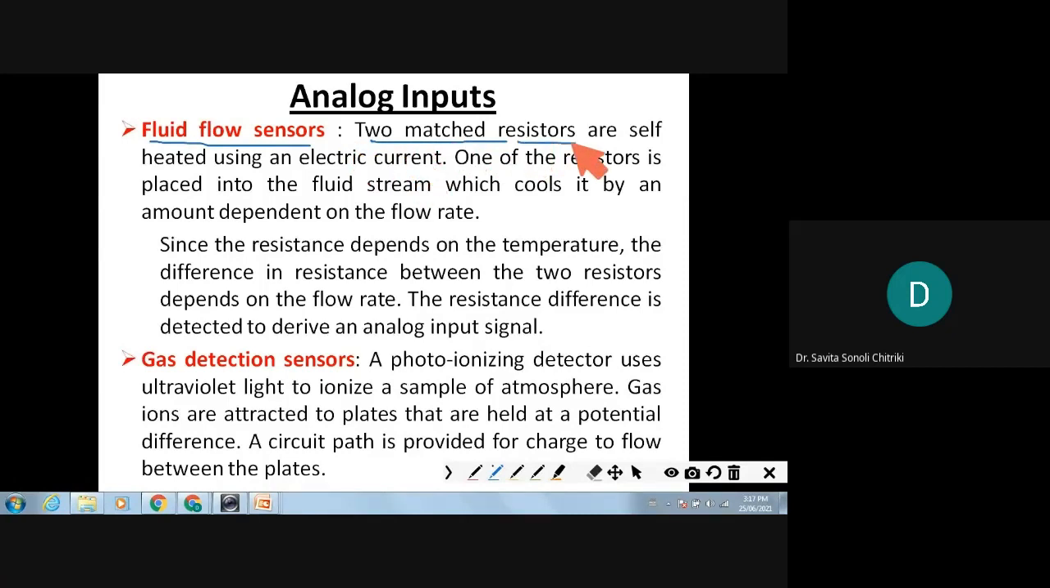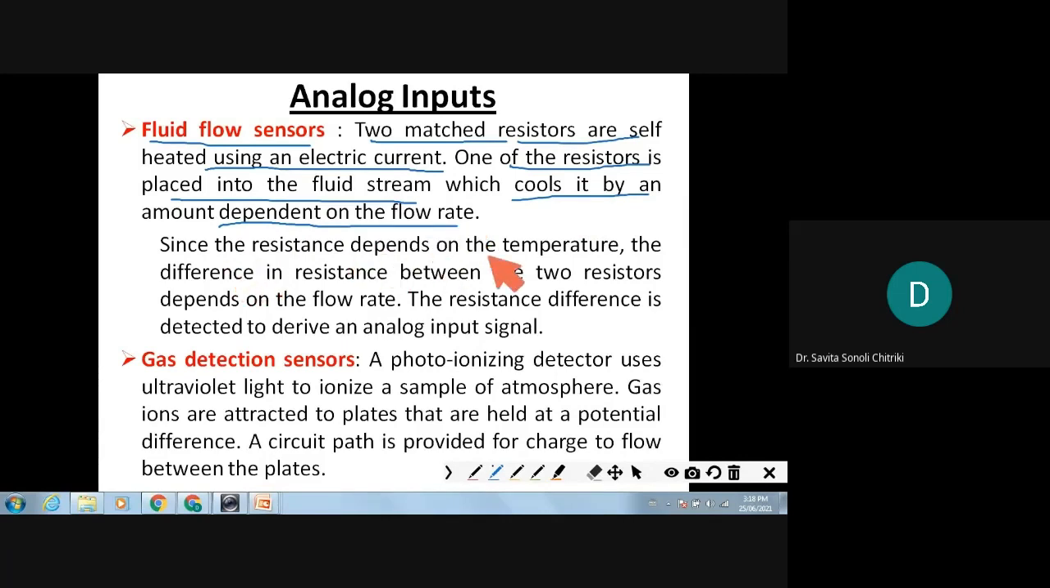Two matched resistors are self-heated using an electric current. One of the resistors is placed into the fluid stream, which cools it by an amount dependent on the flow rate. Thus, the flow is measured.